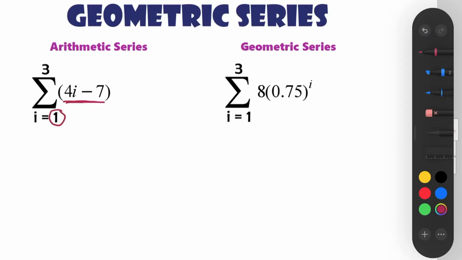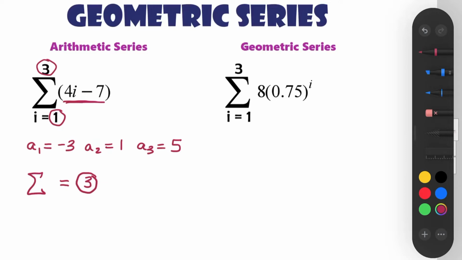We could add the first through the third term by actually finding the first term, plugging in a 1 for i, the second term by plugging in a 2 for i, and the third term by plugging in a 3 for i. And then we could say that the sum of all of those is equal to -3 plus 1 plus 5. That's 3, right? Beautiful.